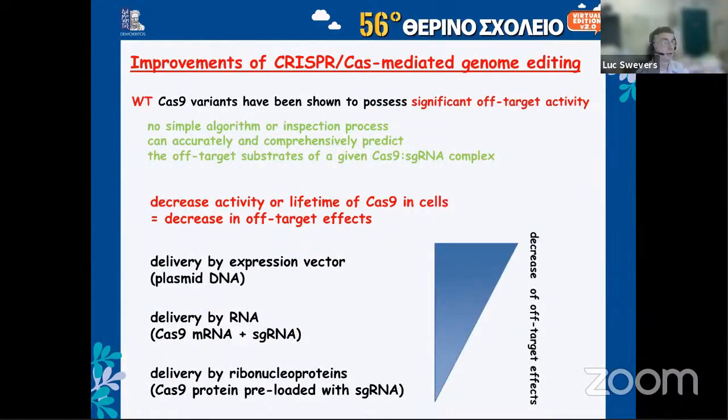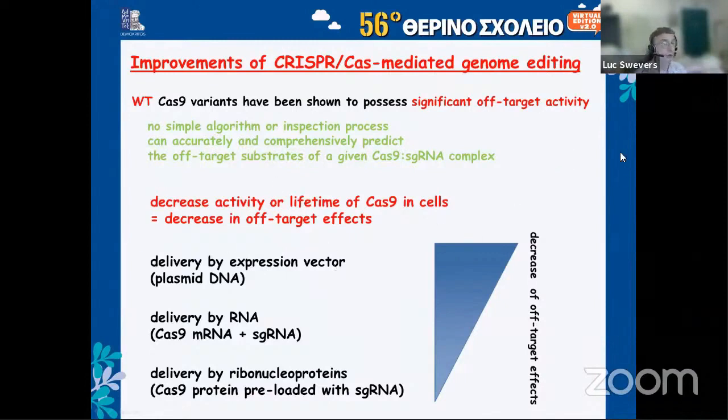So as I said, the wild type Cas9 proteins can have significant off-target activity. And I also want to point out that today there is no simple algorithm or inspection process that can accurately and comprehensively predict the off-target substrate of a given Cas9 single guide RNA complex. Nevertheless, there are some empirical rules that you can use to improve the specificity of the CRISPR-Cas system.